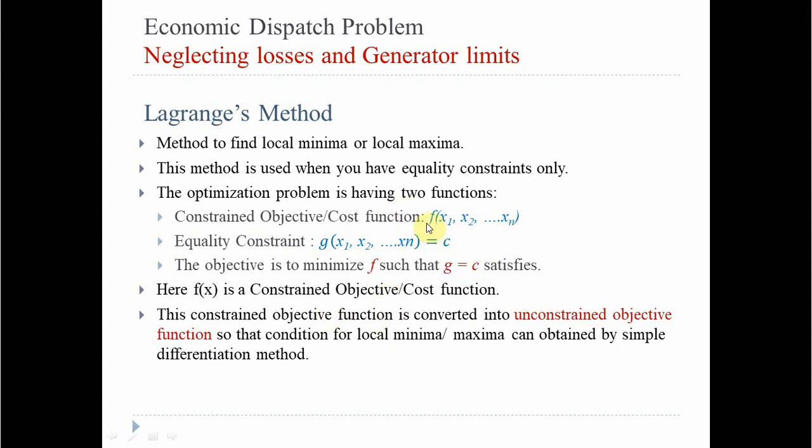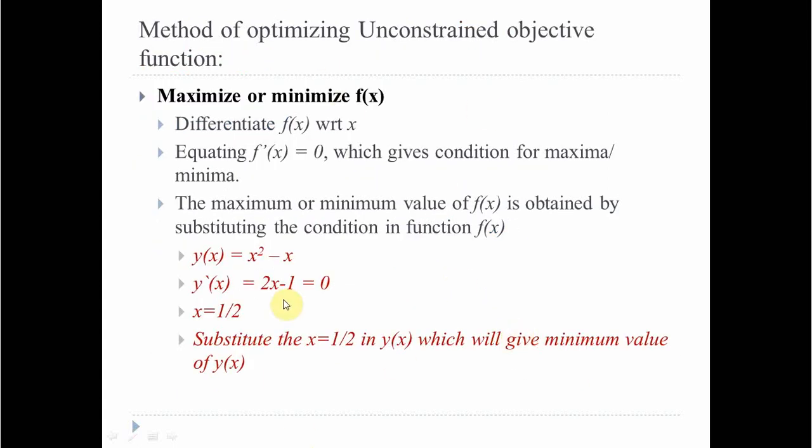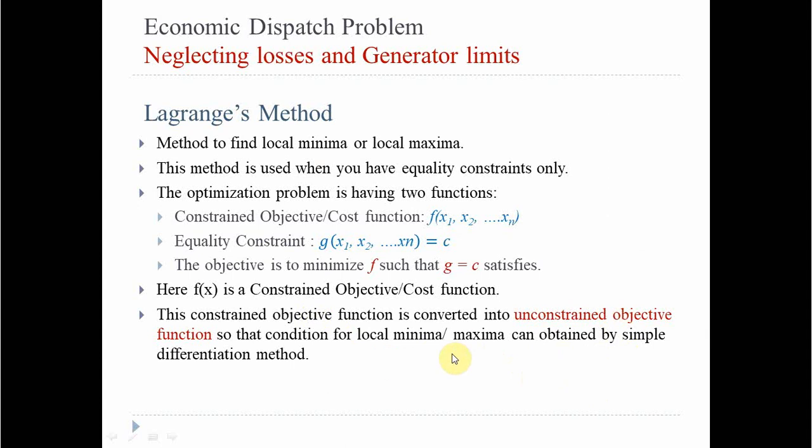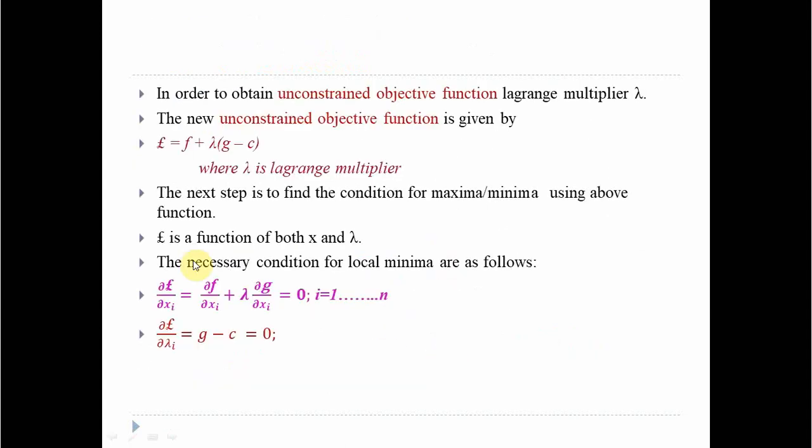Now f is a constrained objective function. In this particular Lagrange's method, this constrained objective function or cost function is converted into an unconstrained objective function. Clear? Once you have converted into an unconstrained objective function, we will use the simple differentiation method that we had used earlier. The same method will be used in order to find out the condition for local minima or maxima. Clear? So coming to the next.